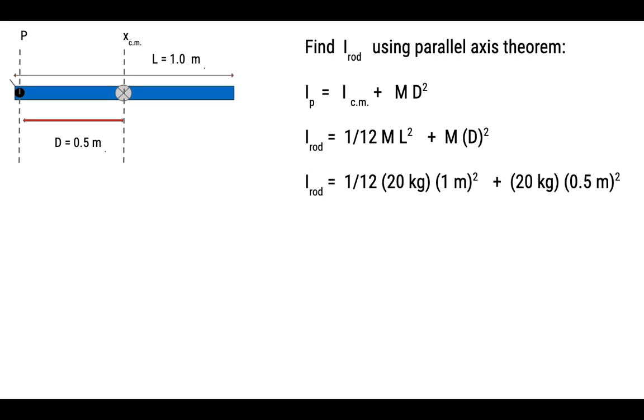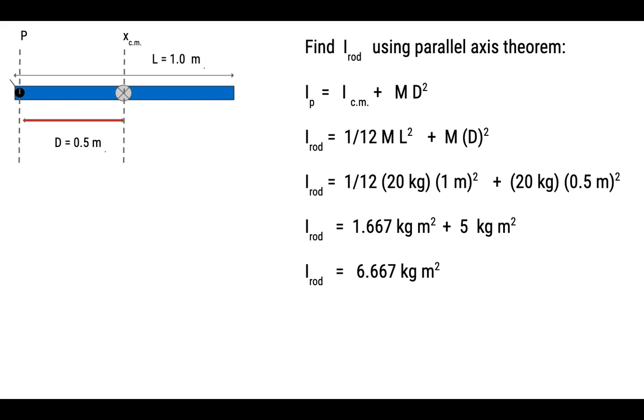So we're going to plug in. We have 1/12 times 20 kilograms times the length of the rod, which is 1 meter. Don't forget to square it. Plus mass, which is again 20 kilograms, times the distance between the axes, which is 0.5 meters, squared. So we find that the moment of inertia of the rod about that hinge would be 6.667 kilogram meters squared.